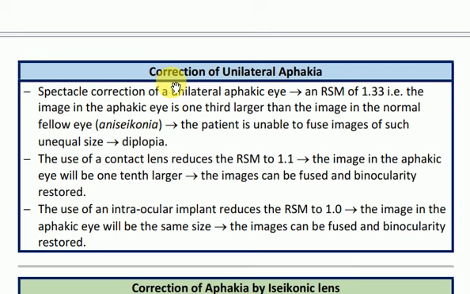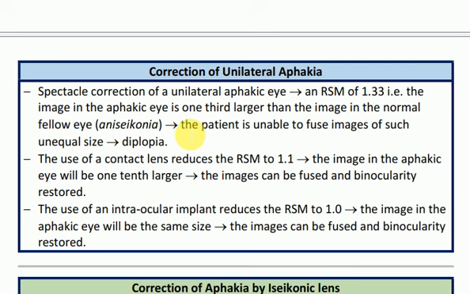Spectacle correction of a unilateral aphakic eye can achieve a clear retinal image, but with a relative spectacle magnification of 33%, the image in the aphakic eye is one-third larger than the image of the normal fellow eye. So the patient is unable to fuse images of such unequal size. This is known as aniseikonia and the patient complains of seeing double.